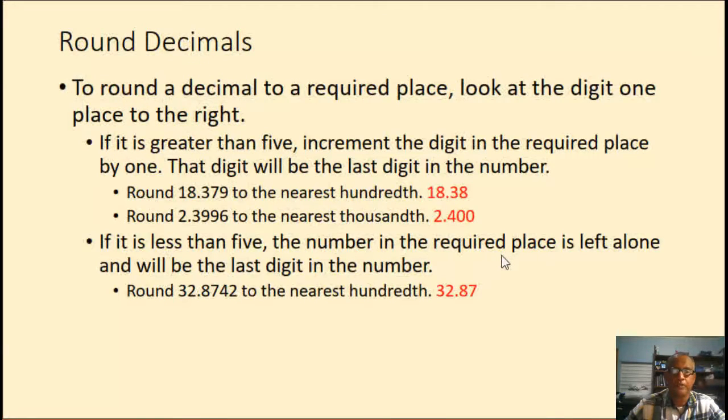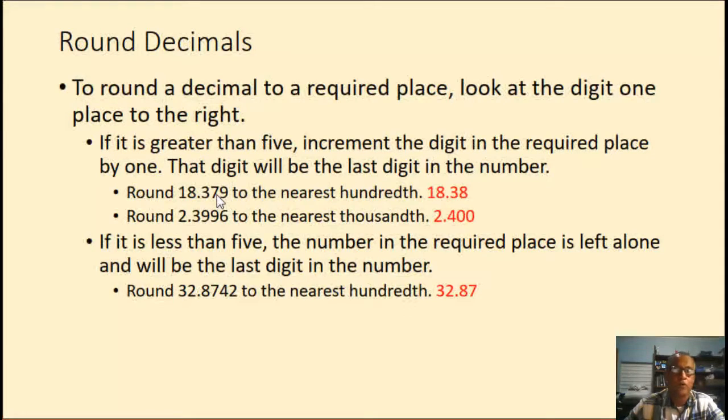So how do we round off decimals? To round off a decimal to some required place, look at the digit one place to the right. So for example, if you're given 18.379 and asked to round off to the nearest hundredth, well, that's this place. So the question is simple. I'm going to remain with just 2 decimal places here after the decimal point. The question then becomes, should this remain a 7 or should it become an 8? It never goes down. It's always, does it remain the same or go up?